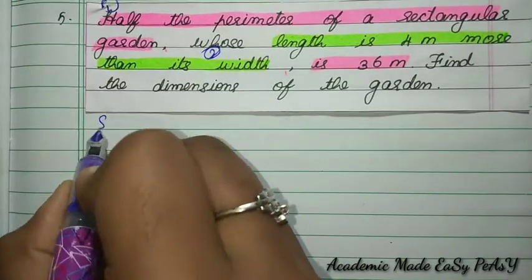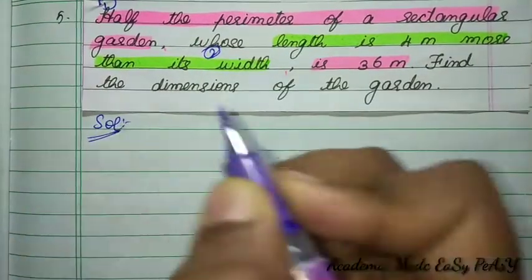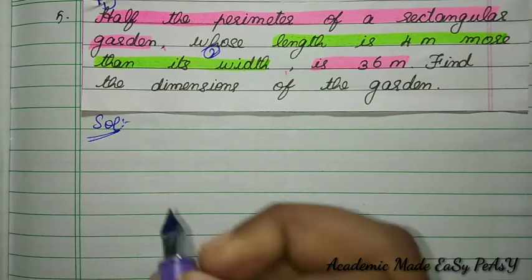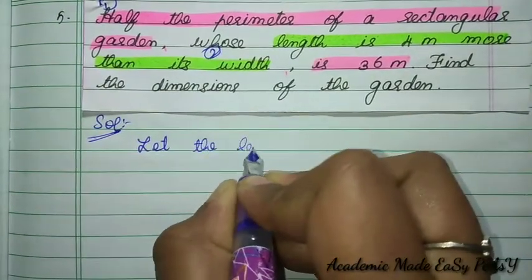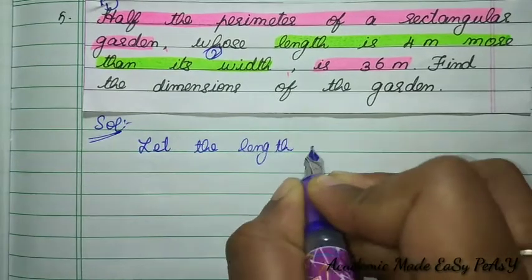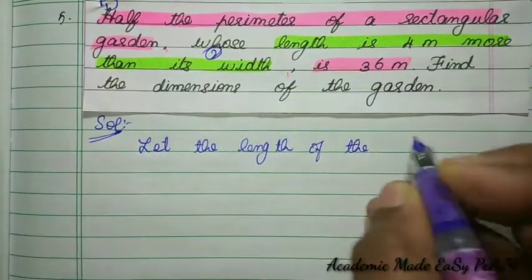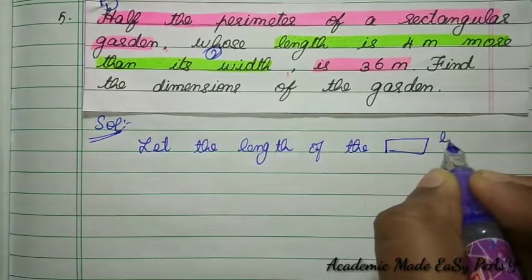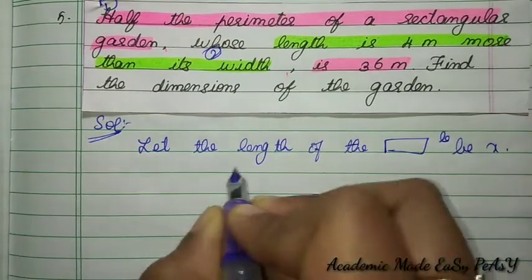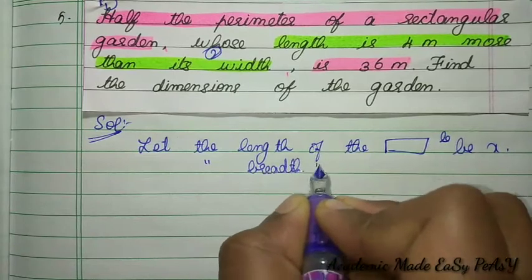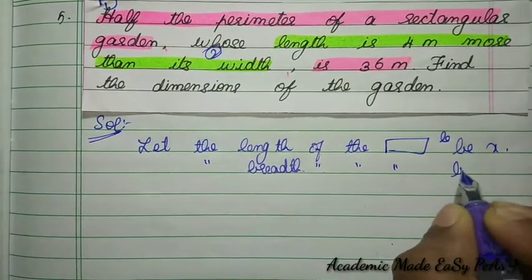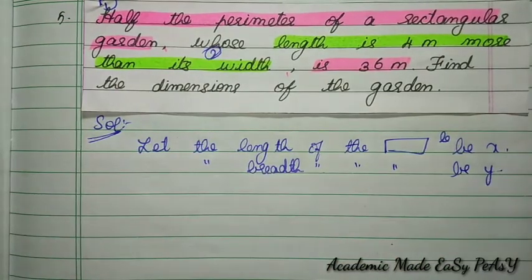Before that we have to take variables. So first let me take the variables. Let the length of the rectangle be x and let the breadth of the rectangle be y. So x and y I have taken.